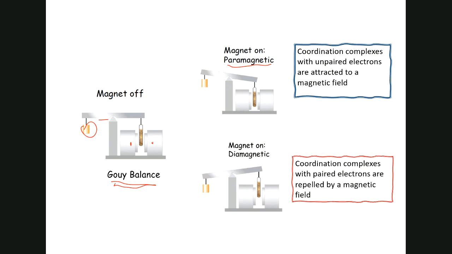If you now have a diamagnetic complex, that means all your electrons are paired, and when you turn on your balance, your complex is going to repel the magnetic field. So if I have a paramagnetic unpaired electron, it gets attracted to the magnetic field. And if I were to have diamagnetic, meaning that I have paired electrons, it gets repelled by the magnetic field.